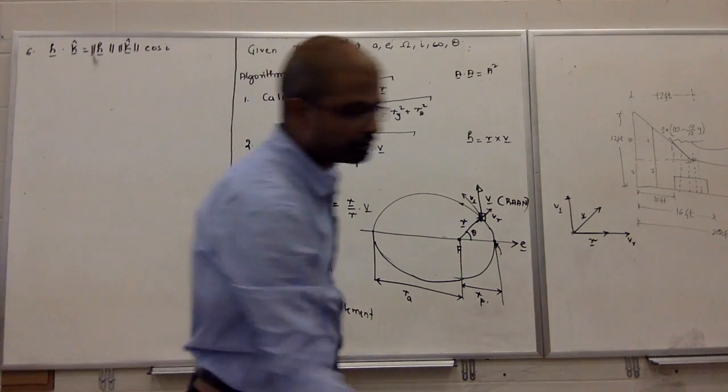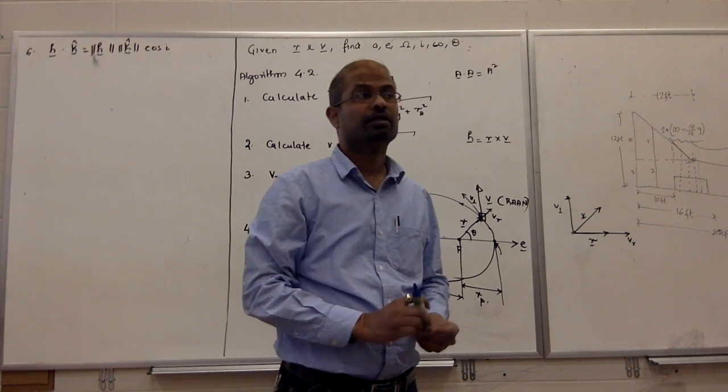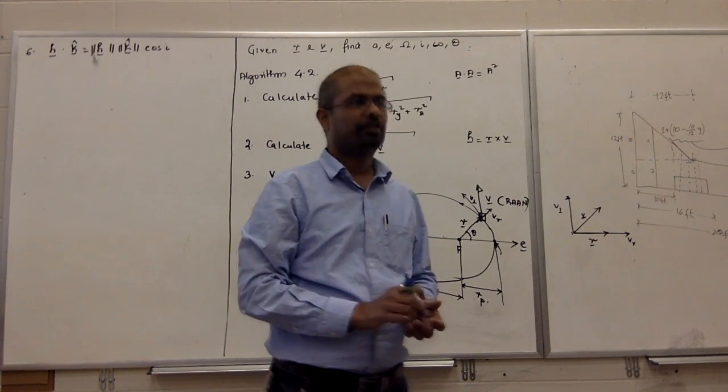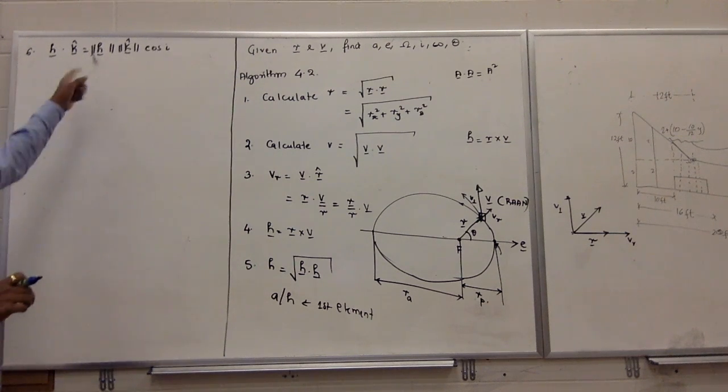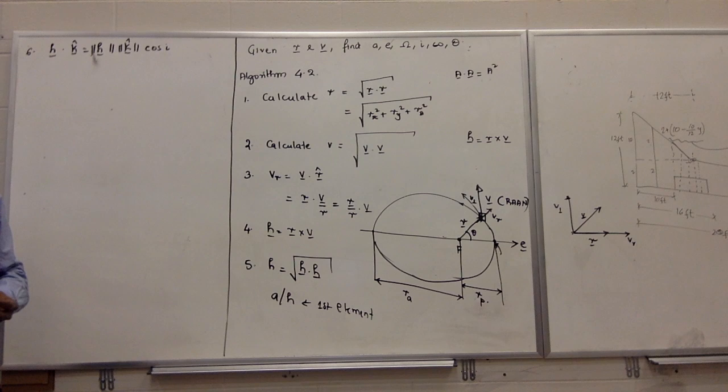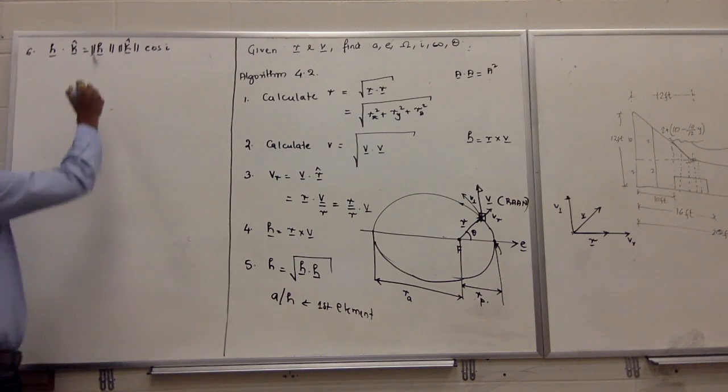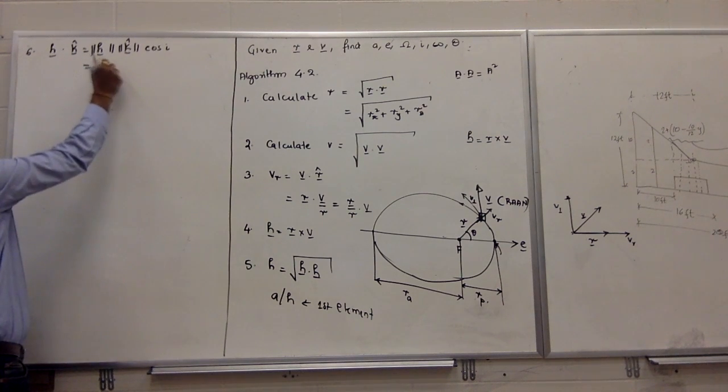Magnitude times. Yes, that's the one. That is the formula, exactly. So that is saying the magnitude of H times the magnitude. This is the dot product formula. This you should know by now. Okay. So this is H.